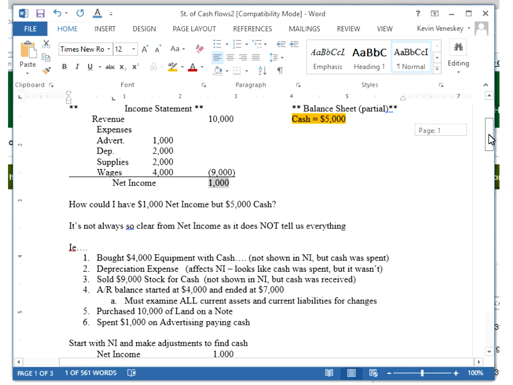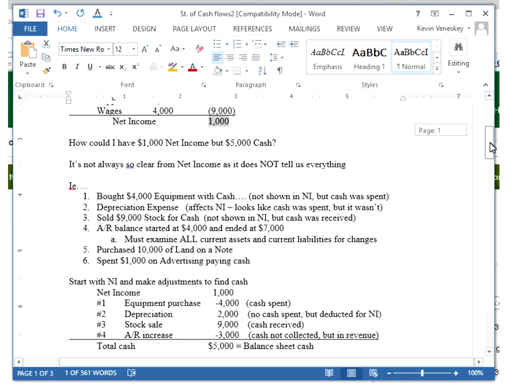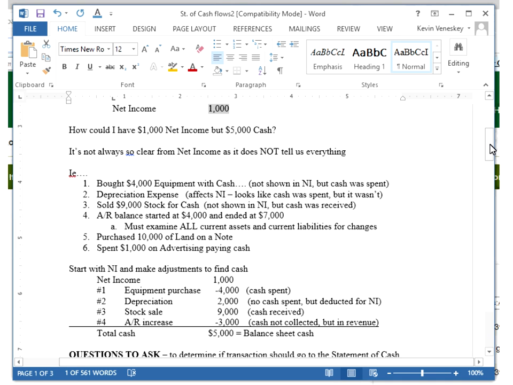No adjustment needed. So if I go back to my partial income statement now, or my partial statement of cash flows, if I start out with $1,000 and then subtract out or add in the following 4 items, when you do that, you actually come up with a total balance of $5,000, which explains my balance sheet cash. So using the $1,000 starting point, I was able to explain through the 4 things that needed to be adjusted where that $5,000 actually came from.